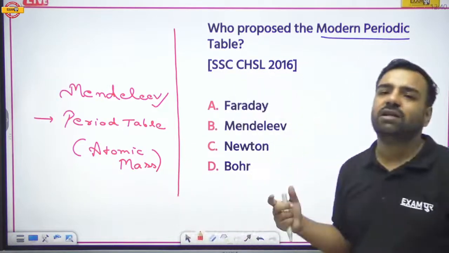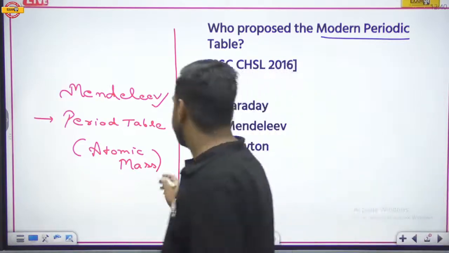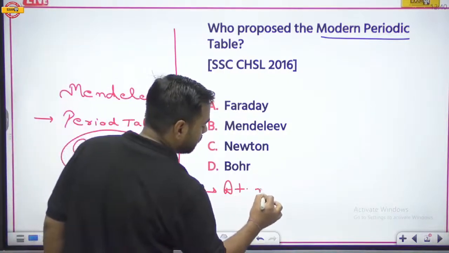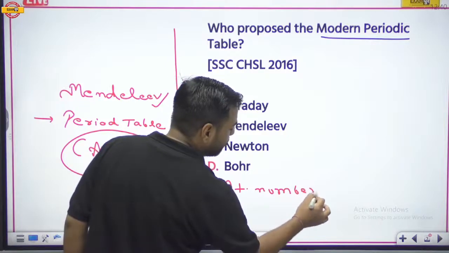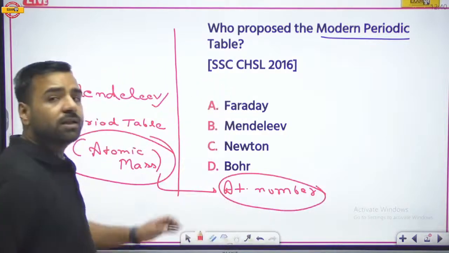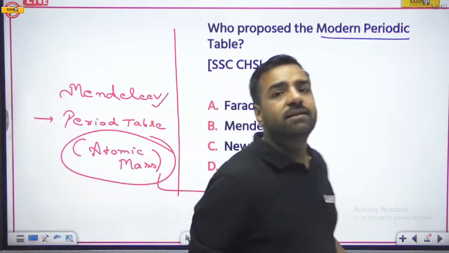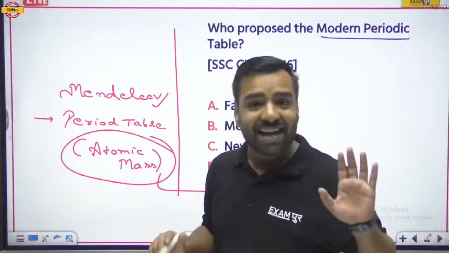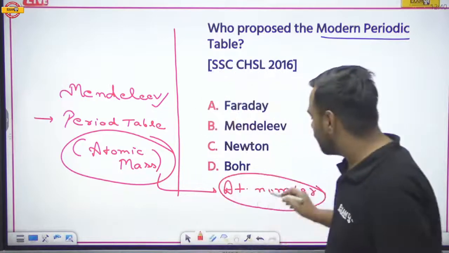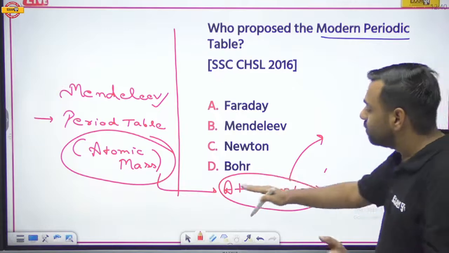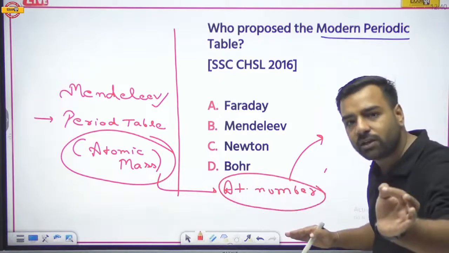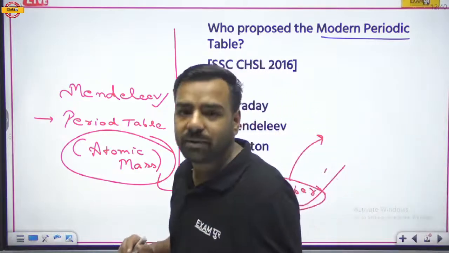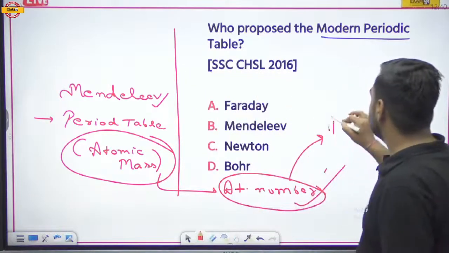The only change that was done by Moseley was that he changed the concept of atomic mass to atomic number. What's new about the modern periodic table? In the modern periodic table, the elements are arranged in the increasing order of their atomic numbers. I guess you got my point. So the modern periodic law, that is, elements are arranged in the order of their increasing atomic numbers, was given by Moseley.